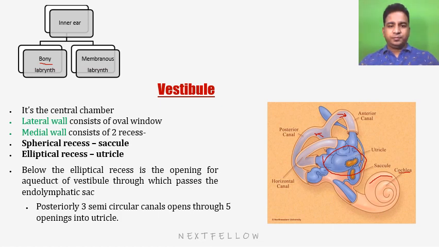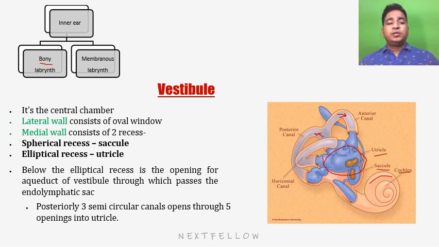This vestibule consists of the lateral wall, which is facing towards the external ear, and the medial wall. So laterally there lies the oval window. Medially, the utricle and saccule are present. Here in this diagram, we can appreciate the utricle and the saccule. So on the medial wall, the utricle and saccule rest, and these are responsible for linear acceleration and deceleration.